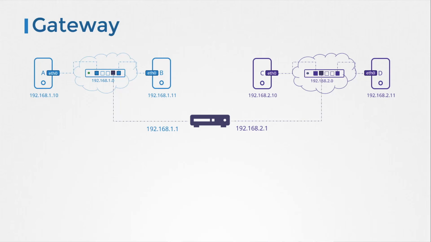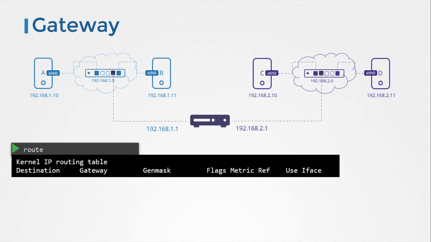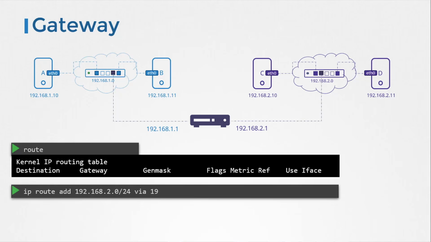To see the existing routing configuration on a system, run the route command. It displays the kernel's routing table. And within that, as you can see, there are no routing configurations as of now. So in this condition, your System B will not be able to reach System C. It can only reach other systems within the same network in the range 192.168.1.0.